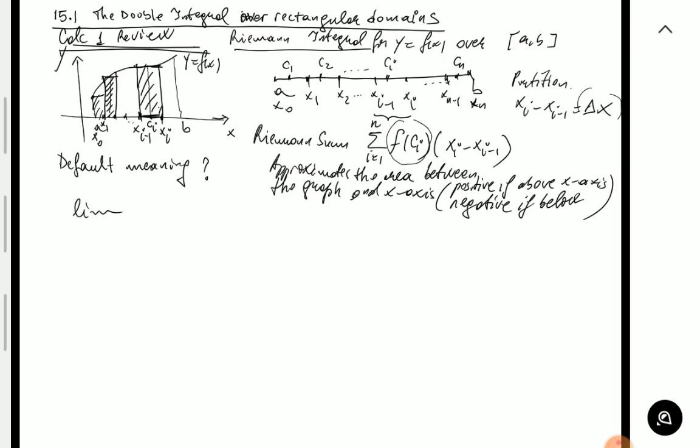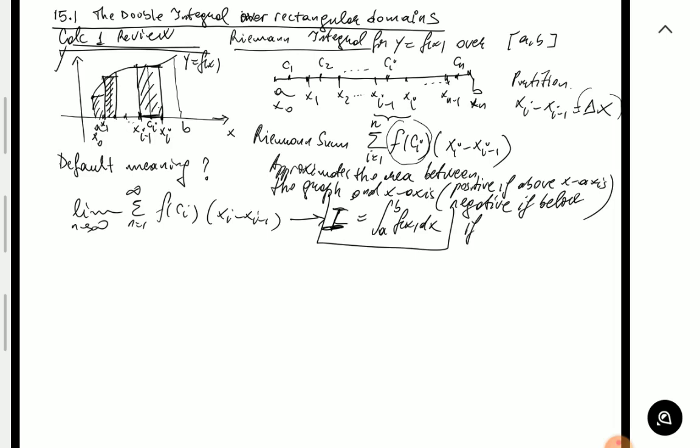So if I take the limit as n goes to infinity of a Riemann sum, provided that limit exists, this limit, if it exists, we're going to call it, well, let's call it I, right? We're going to call it the integral from a to b of f of x dx. Right? So the Riemann integral, again, if the limit exists. N goes to infinity means that these rectangles become thinner and thinner, and they will basically tend in the summation to the area between the graph of the function and the x-axis.